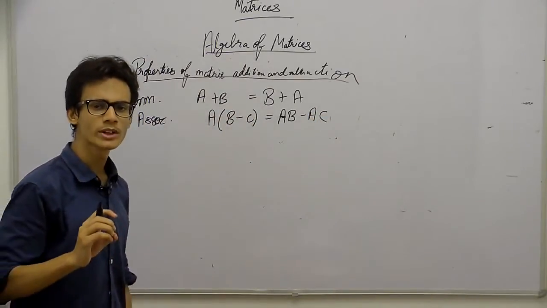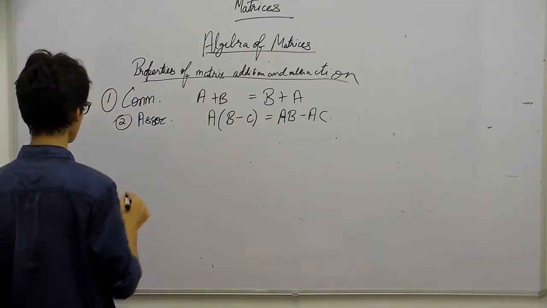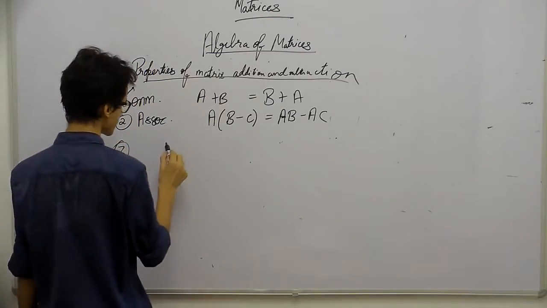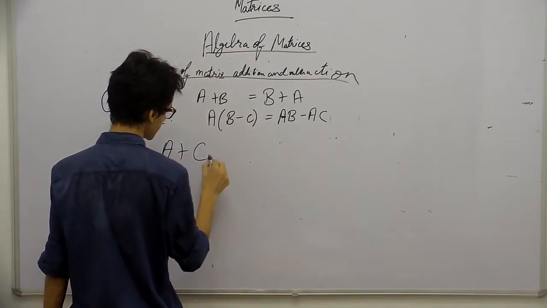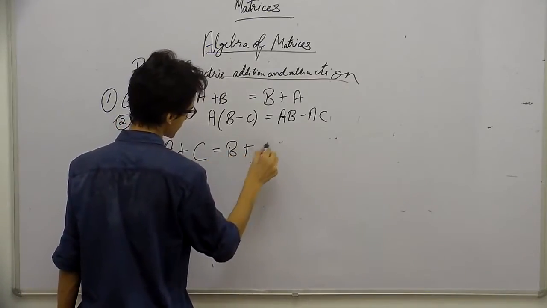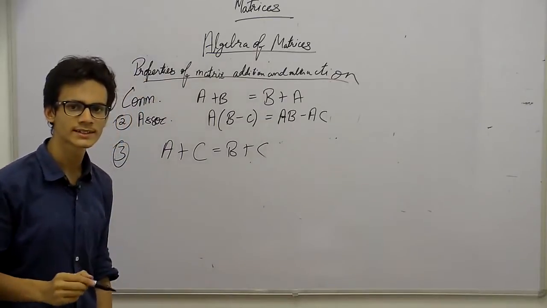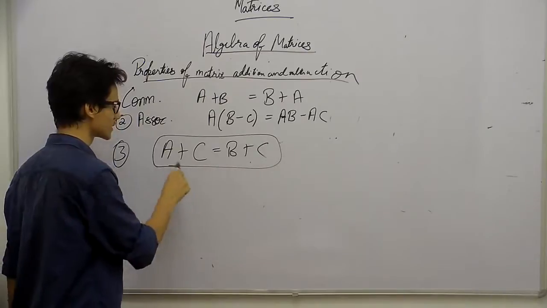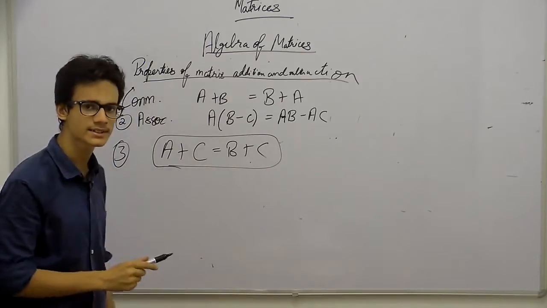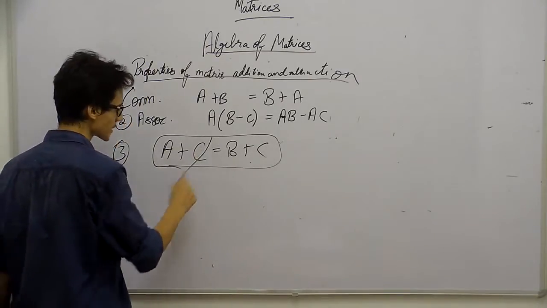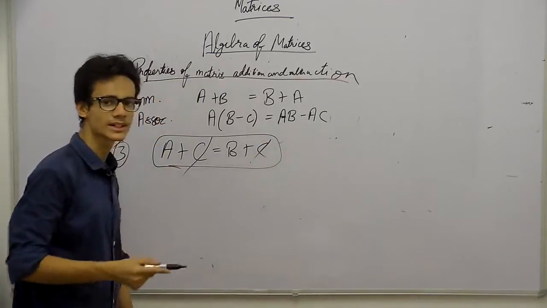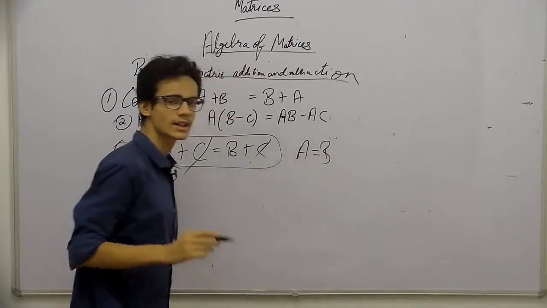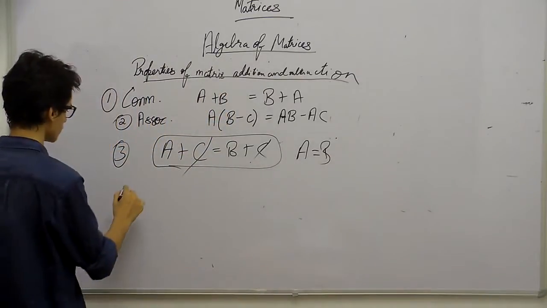They also hold under the cancellation law. That is, if we have an equation A plus C is equal to B plus C, what does this mean? If A, B and C all are matrices, then we can cancel off the C on both sides and get A is equal to B. So they apply under the cancellation law.